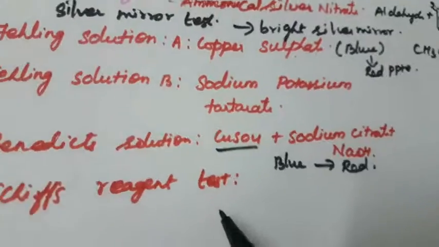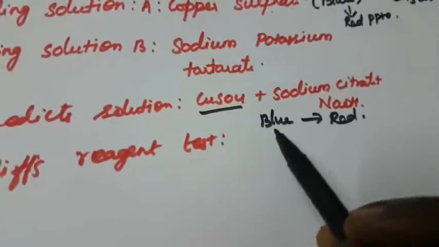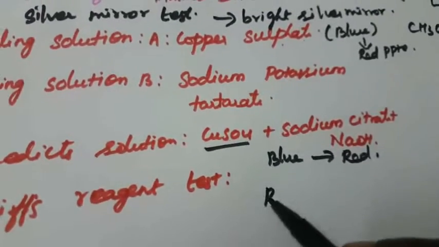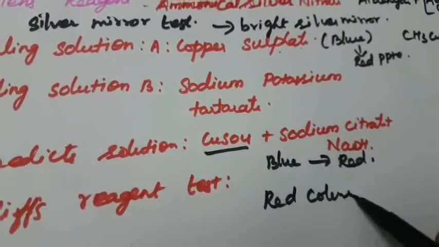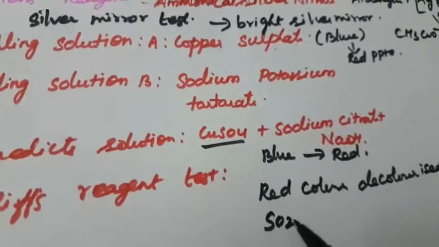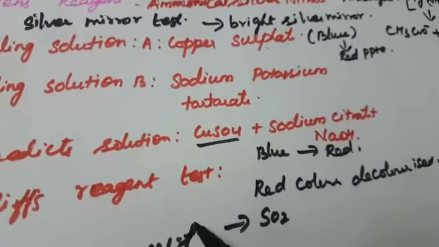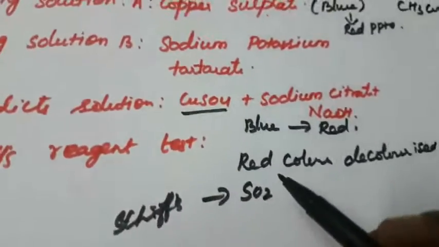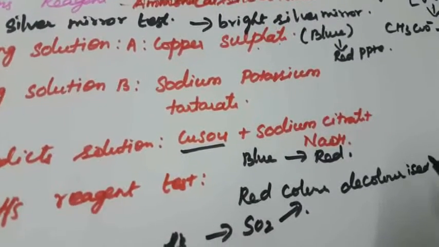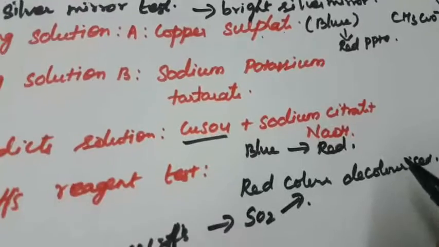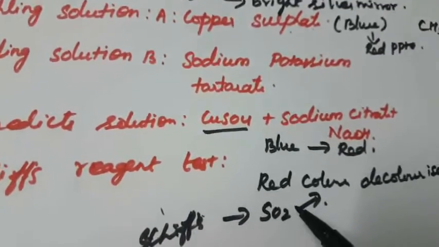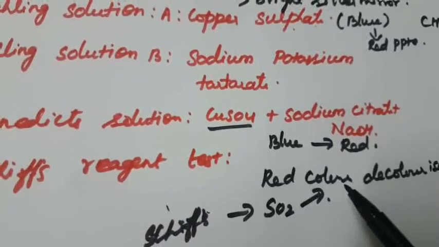Next one is Schiff's reagent test. What is meant by Schiff's reagent test? A dilute solution of aldehyde is added to Schiff's reagent, and the color turns red. When SO2 is passed, the red color is decolorized. This is a positive test for aldehyde, but ketone does not answer the Schiff's reagent test. Acetone however gives a positive test, but slowly.